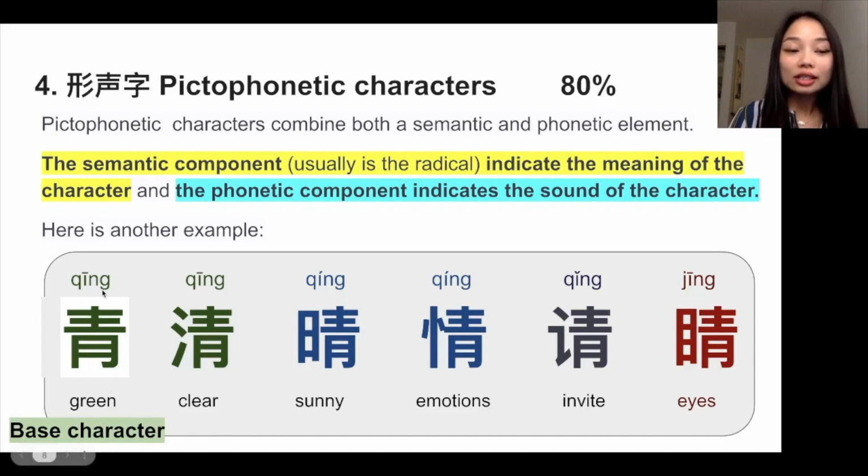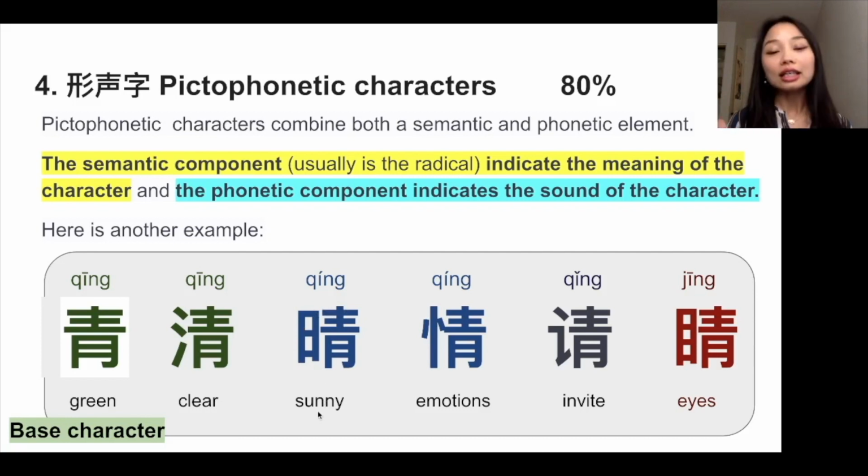The pronunciation is qing, the meaning is green. When you add the 3 dot water radical, there's something to do with water. The water is clear. So the pronunciation is qing, it did not change, okay? And then when you add a sun radical here, something to do with the sun, so it's sunny. Because the base radical is the same to provide the sound, this character is pronounced as qing.